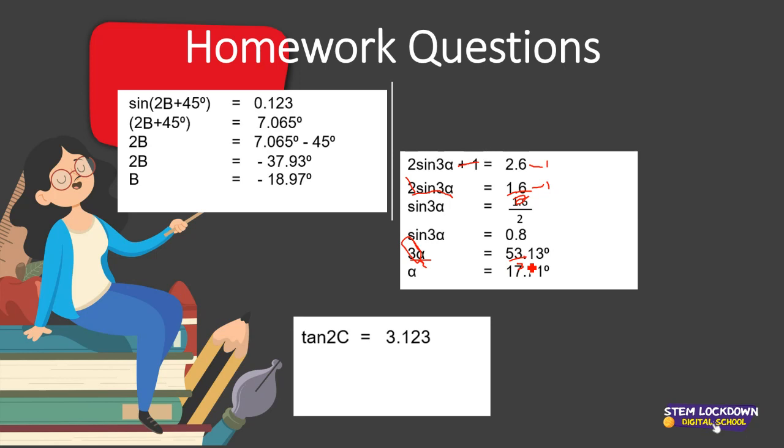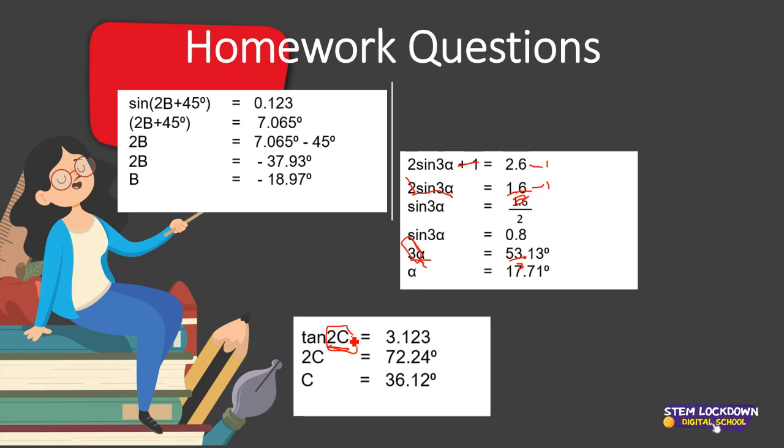The last question, question 3: tan 2c is equal to 3.123. Very straightforward. We're going to put in our tan inverse, 10 to the power of -1, times 3.123 in the calculator, and we get a value of 72.24 degrees for 2c. This, guys, is the angle. We divide both sides by 2 to solve for c, and we find that c is equal to 36.12. That is literally straightforward. That is it. That is how you solve a basic trigonometric equation.